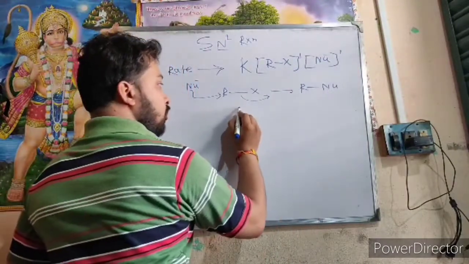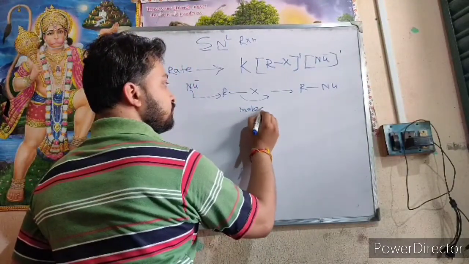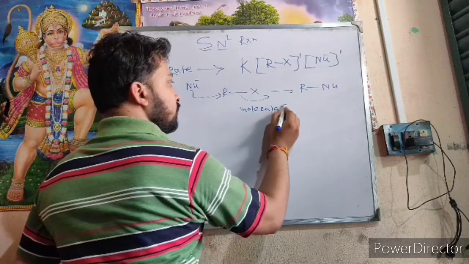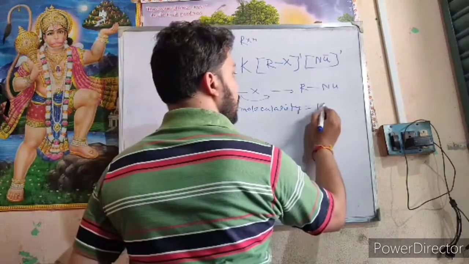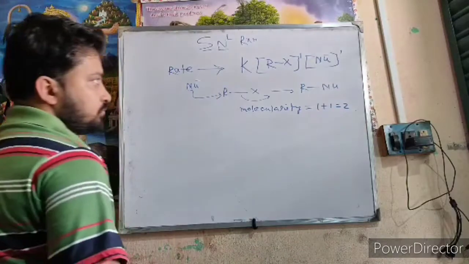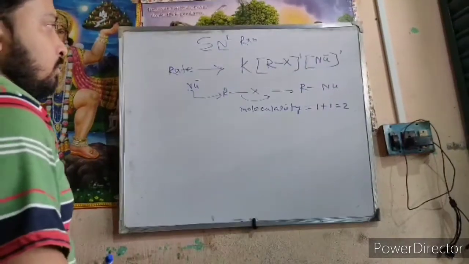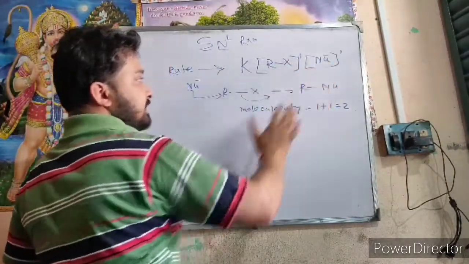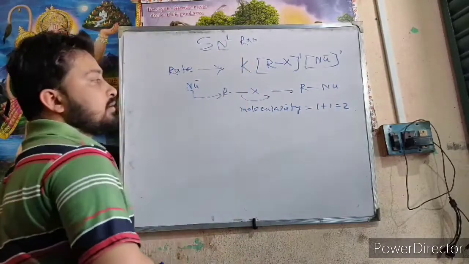So the order or molecularity is equal to 1 plus 1 equal to 2. So the molecularity, the order of this reaction, is 2. So this sign is representing here.